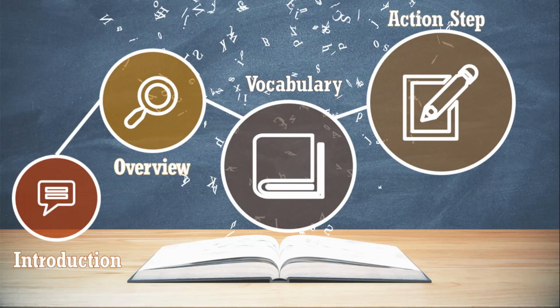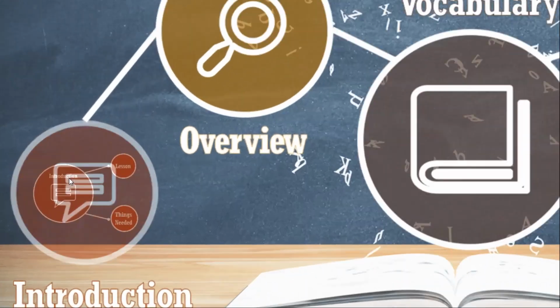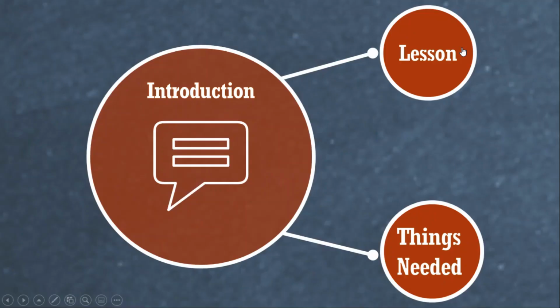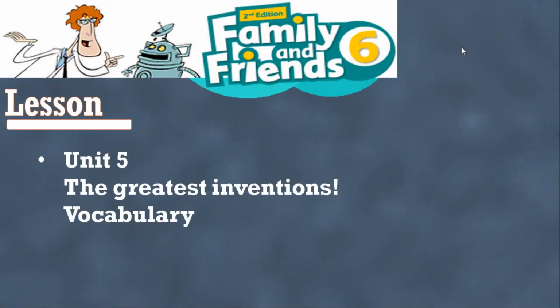And today, we are gonna talk about vocabulary. Okay, so the lesson for today will be in Unit 5 in our Family and Friends 6. And the topic of our lesson for today is the greatest inventions, and we're gonna talk about the vocabulary in that particular unit.